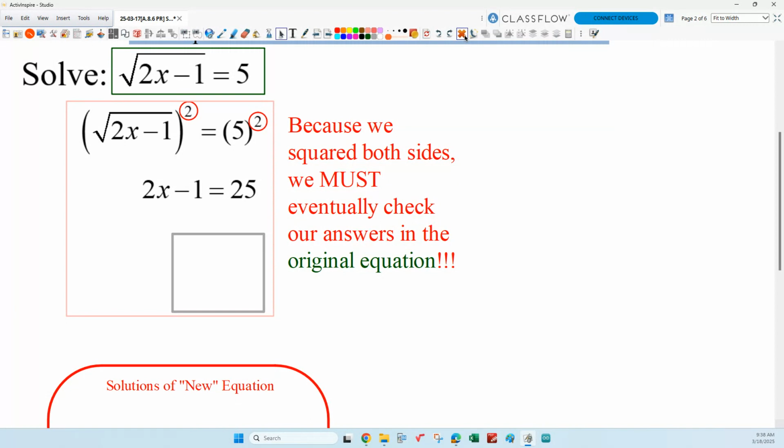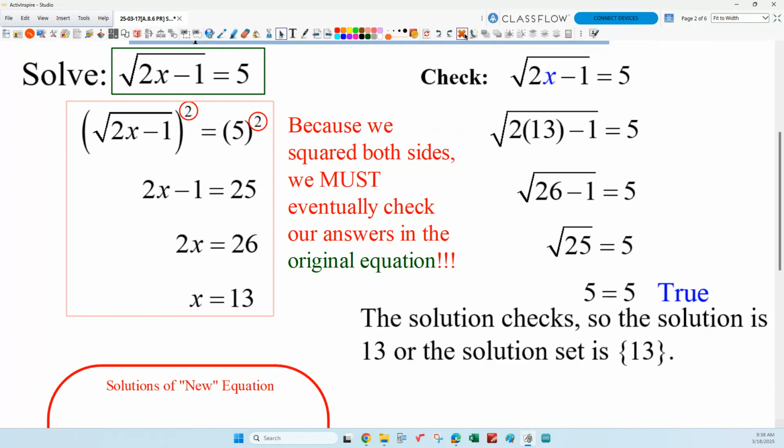In this case, what are we doing? This is just a regular old linear equation. Add 1, and then divide by 2. Yeah, good. And that's just going to give us 13, isn't it, if I do that?